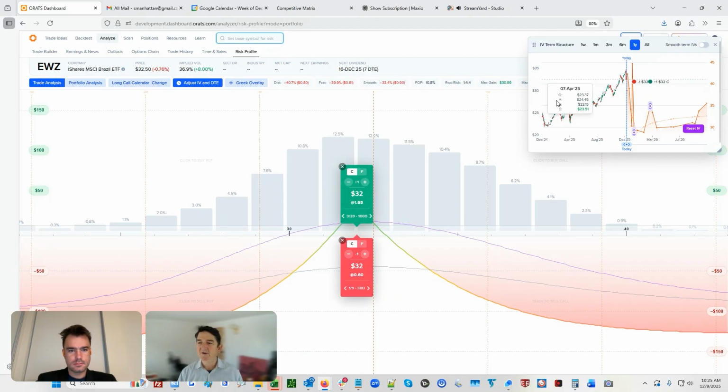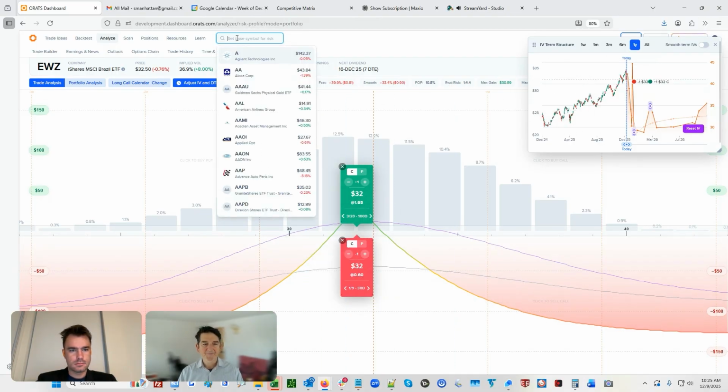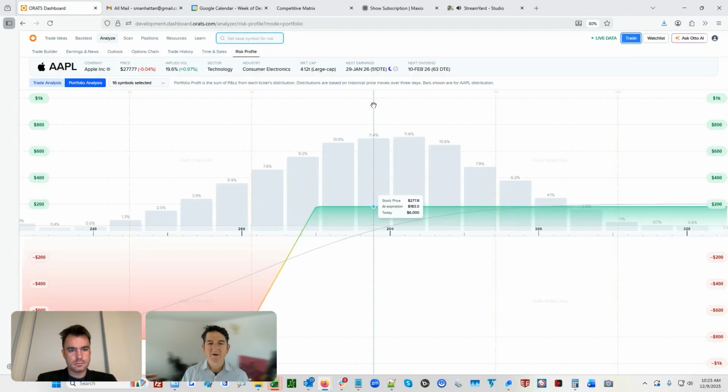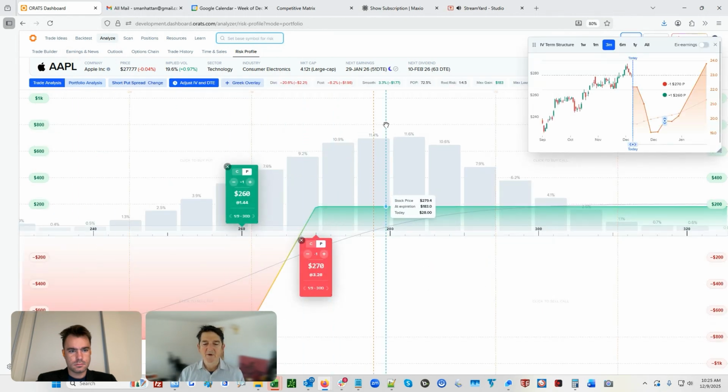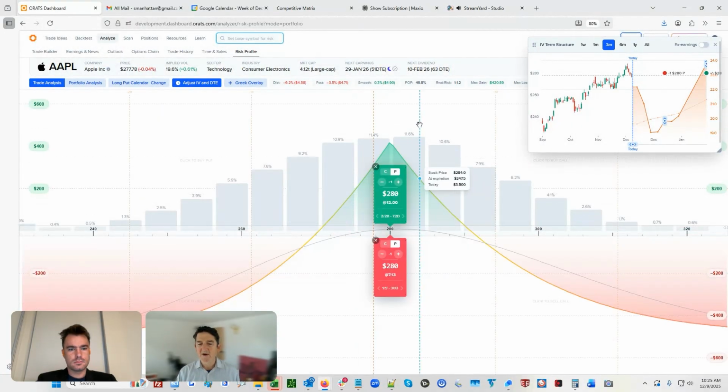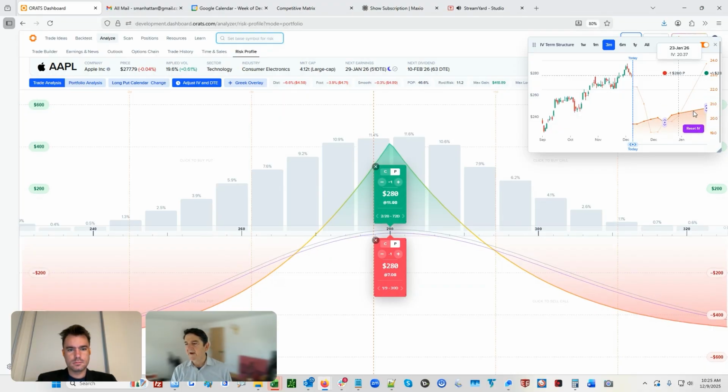You could start to see, if I type in Apple, I could start to put positions together, like a put calendar or whatever. I could put positions on for earnings, and then I could say, well, what if earnings flip and do this, or what if vol goes up, or if vol crashes down for both, what's my profit like?